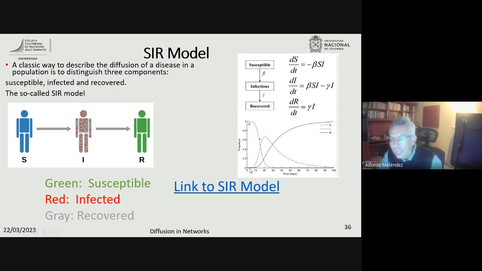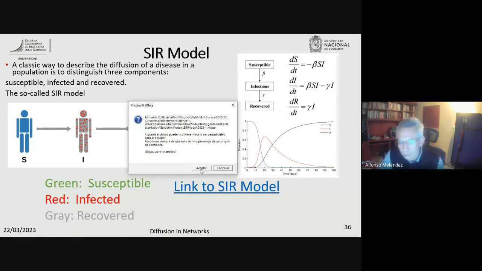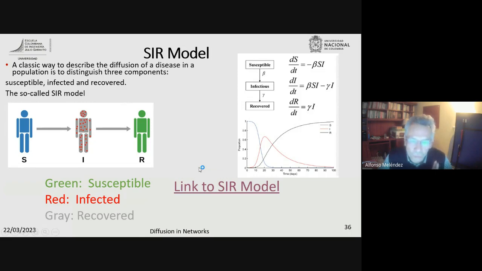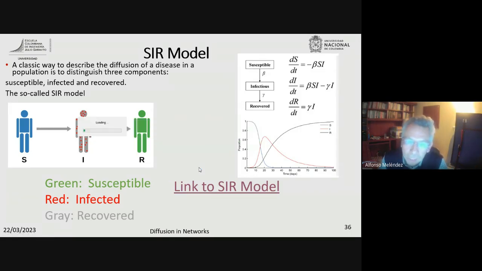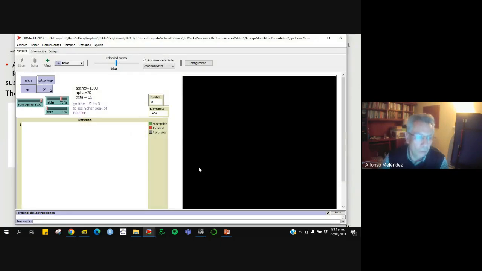The infectious has a peak, typically. The infection goes down. And finally, all people are recovered. I guess it is the most important, the most used epidemiology model.